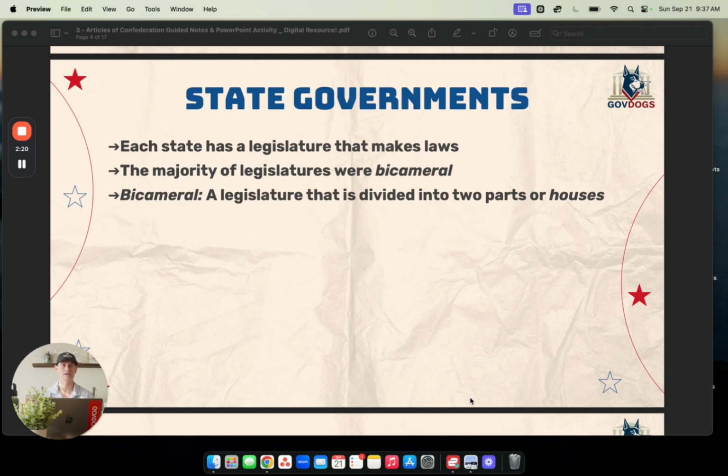The prefix bi means two. A bicycle has two wheels. So a bicameral legislature is a legislature made up of two houses, all right? And in this example, it's the House of Representatives and the Senate, all right? So understand that key vocab word, bicameral.